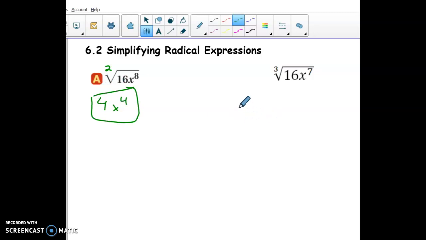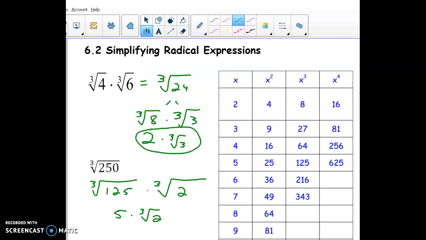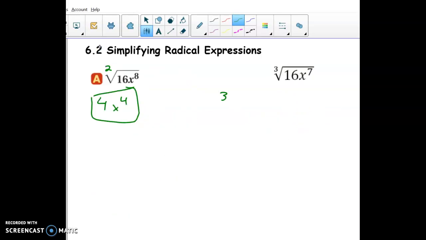Okay, the second one, not as lucky. 16 is not a perfect cube, right? If you reference that list that was seen on the previous slide, we look at our cube numbers. So 16 is not on there. So we're going to split it into the perfect part and then the leftover part back here. So for 16, there's an 8, right? 8 times 2, because 8 is a perfect cube.